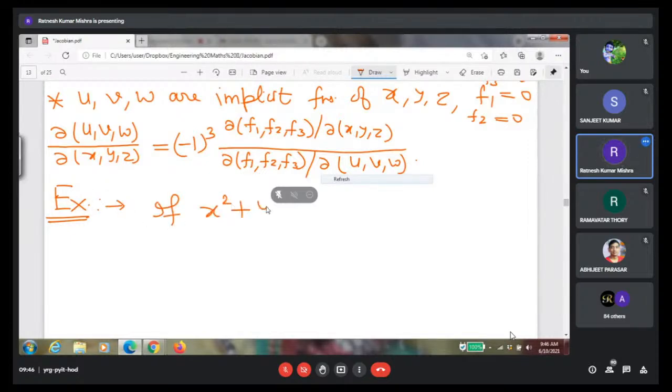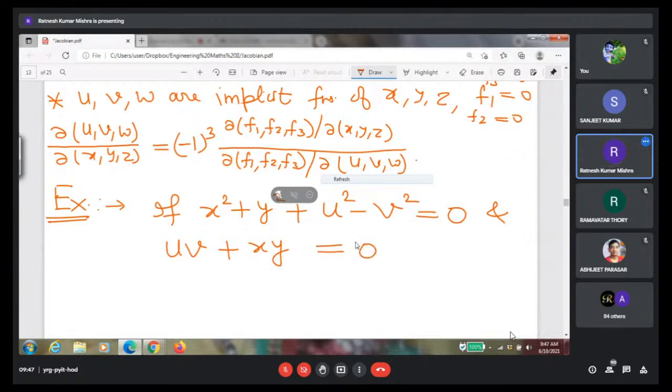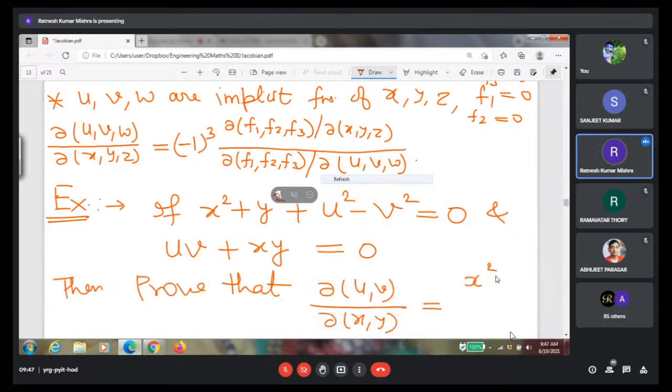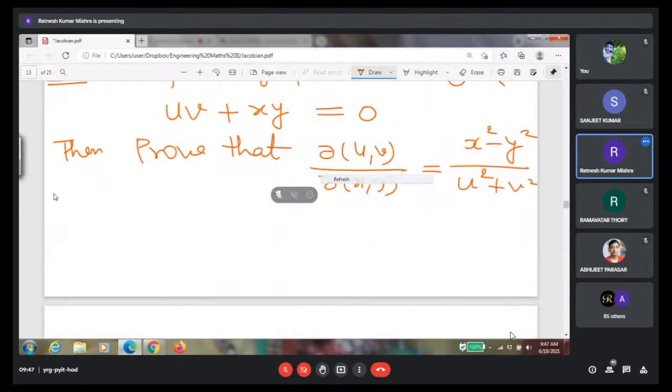If x square plus y square plus u square minus v square equal to 0 and uv plus xy equal to 0, then the Jacobian of u, v with respect to x, y equals (x square minus y square) by (u square plus v square). Okay.